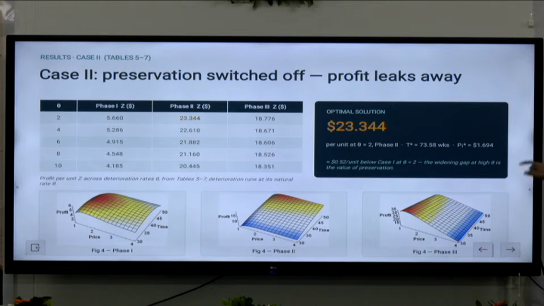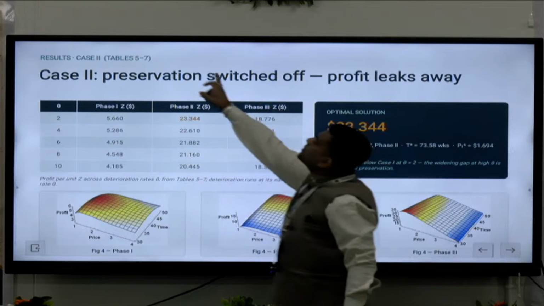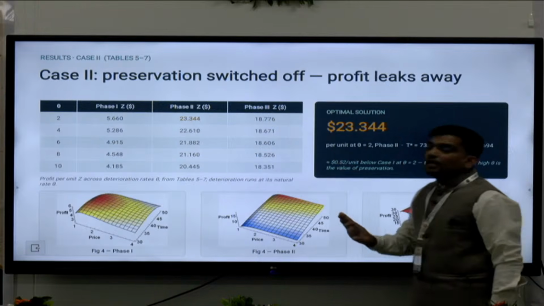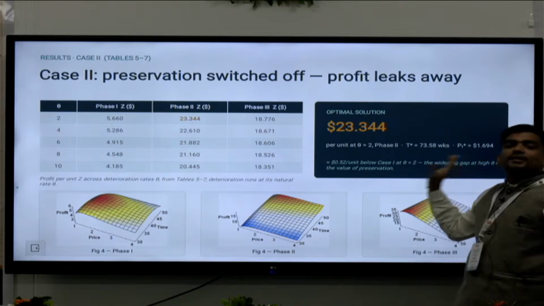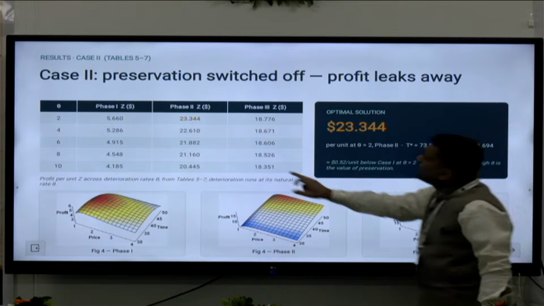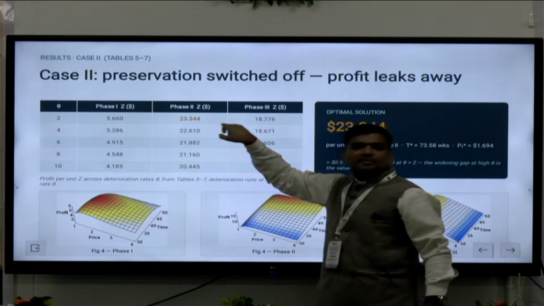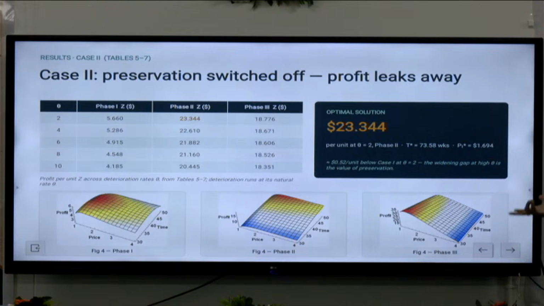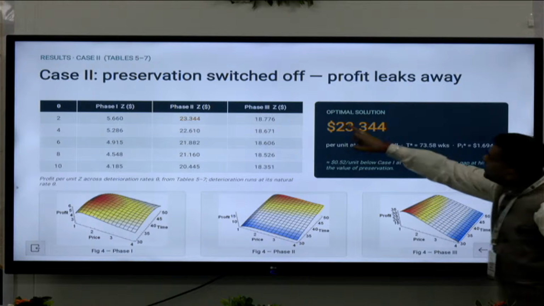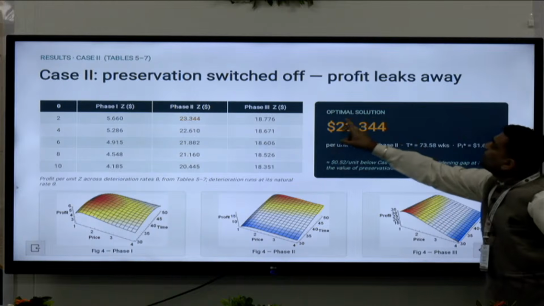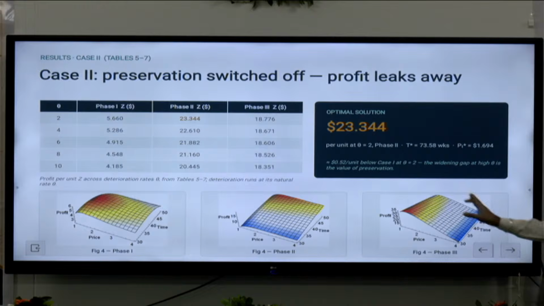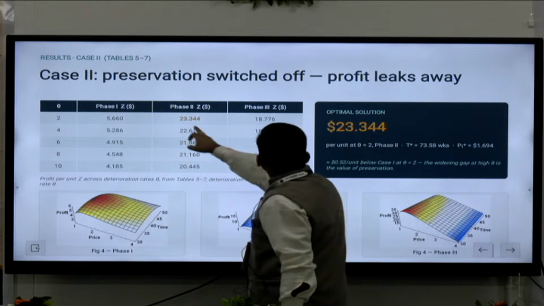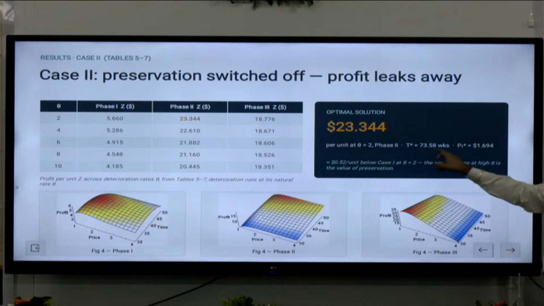Similarly, I applied the same pattern when the preservation technology is not allowed. Comparing that, the dual price factor exists there. Then we find the price is slightly reduced, approximately $0.5 per unit, and it is a huge amount when converted. Then we find a similar result, and the optimal price is this. The optimal time period is what? At that time period, 73 point.